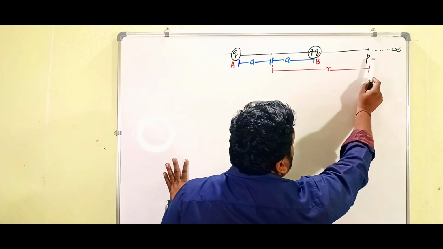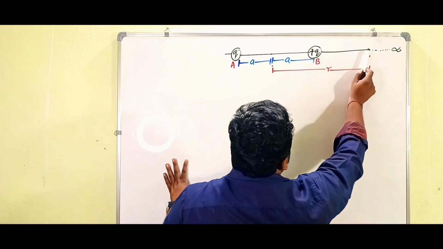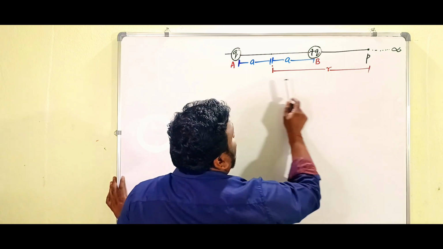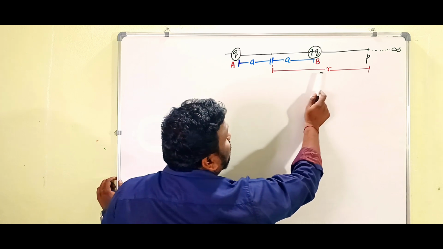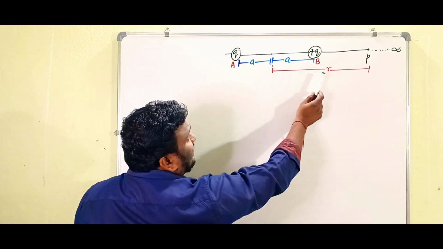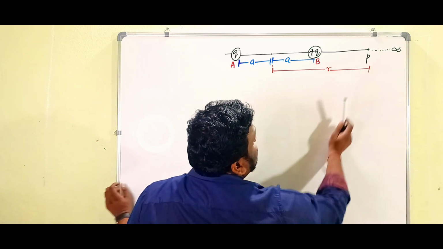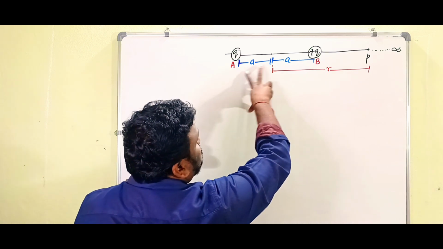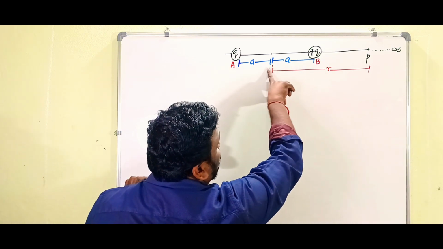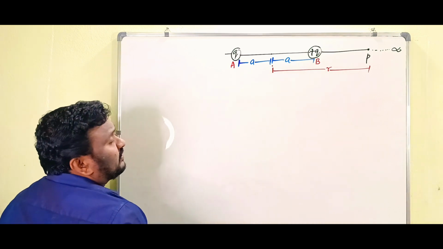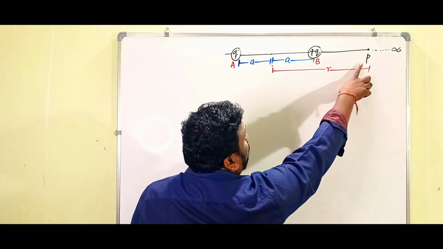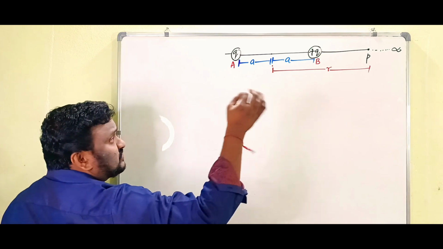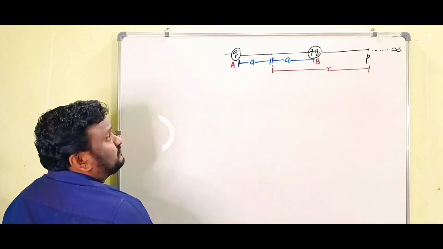We select the point P on the axial line. On that axial line, one point P is at a distance of small r from the center of the dipole. So the dipole length is 2a and the distance from the center of the dipole to the point is small r. Clear? Now at this point P, we have to find the electric field intensity E. Clear, children?